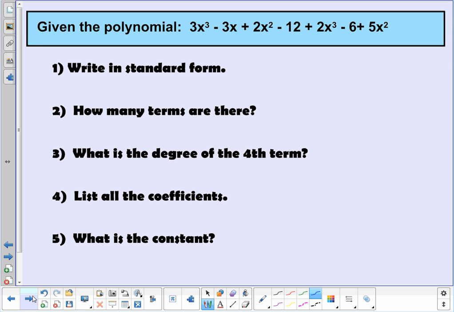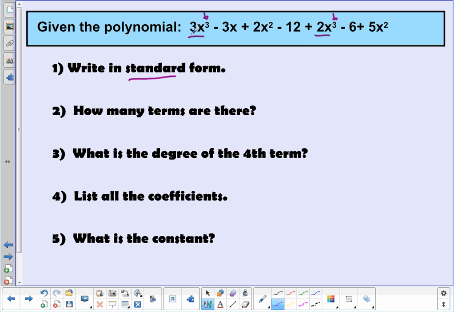Let's take a look at number 2. In number 2, I have all of those terms grouped together, and now, again, I'm going to go back and write it in standard form. So I'm going to start with the largest power. I notice that the largest power is the power of 3. I also notice that I have it in 2 spots. So I'm going to take those, and I'm going to put them together.